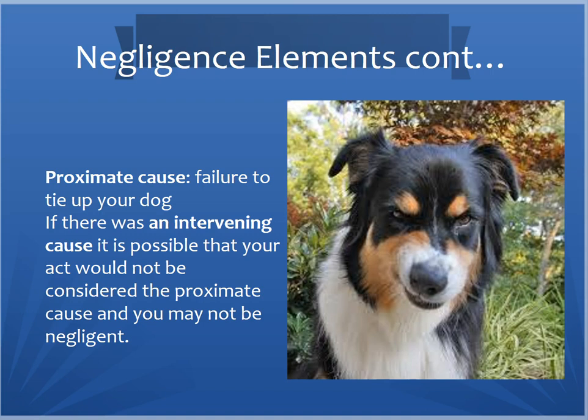Now, if there was an intervening cause, it's possible that your act would not be considered the proximate cause and you might not be negligent. The owner can argue that the kids intervened since they were teasing and provoking the dog. This intervening cause could possibly prove the owner not negligent.